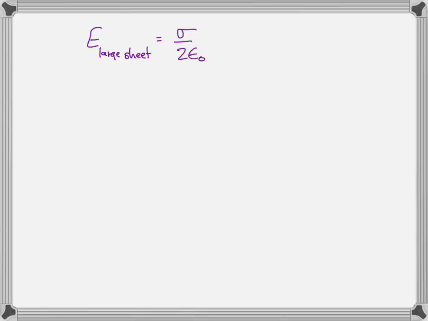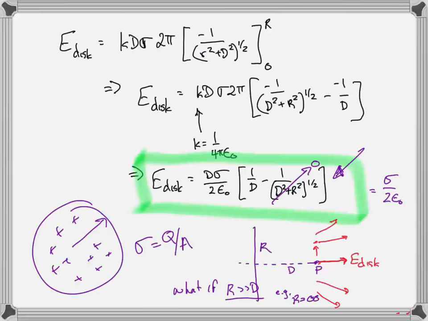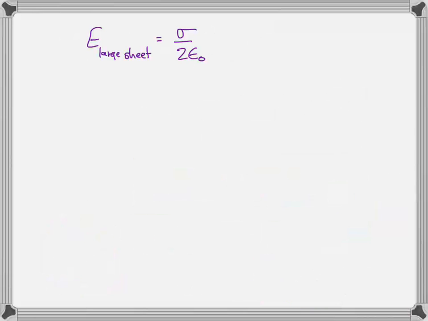That is a particularly interesting result. It is a constant. It is not dependent on how far away you are from the sheet. It's not dependent on d. The d's canceled. It doesn't depend how far away you are from the sheet. So this is what gives you a constant field.